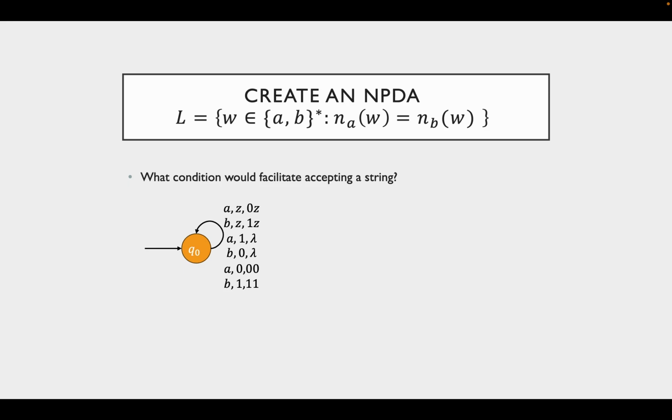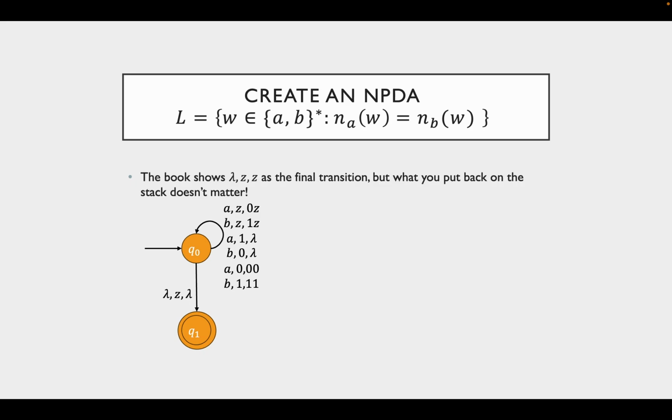What condition would facilitate accepting a string? We accept a string when we read nothing and pop a Z, that is the stack start symbol. If we are at the end of the input, that is the input has been consumed by all of the operations above, that means we've read exactly as many A's as B's and we can be done.